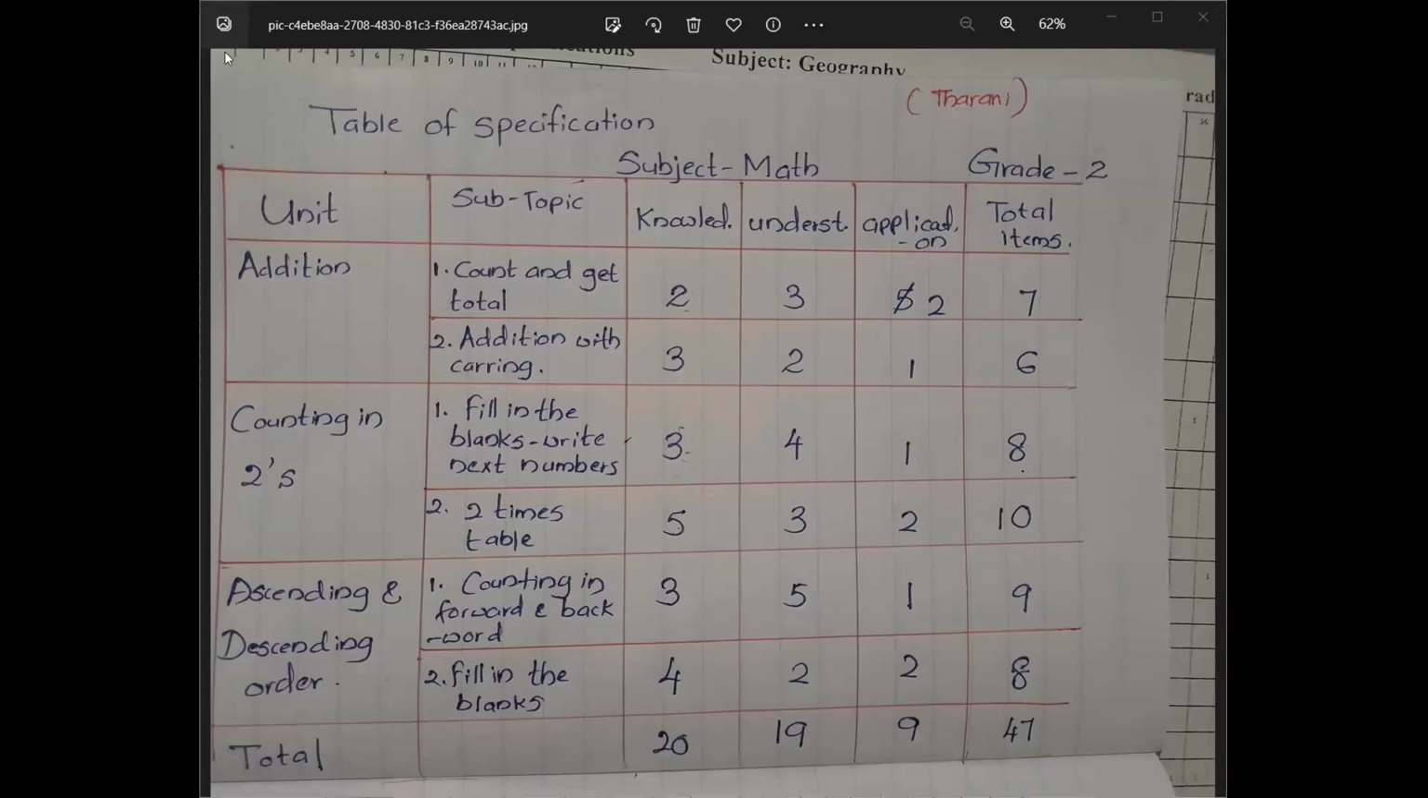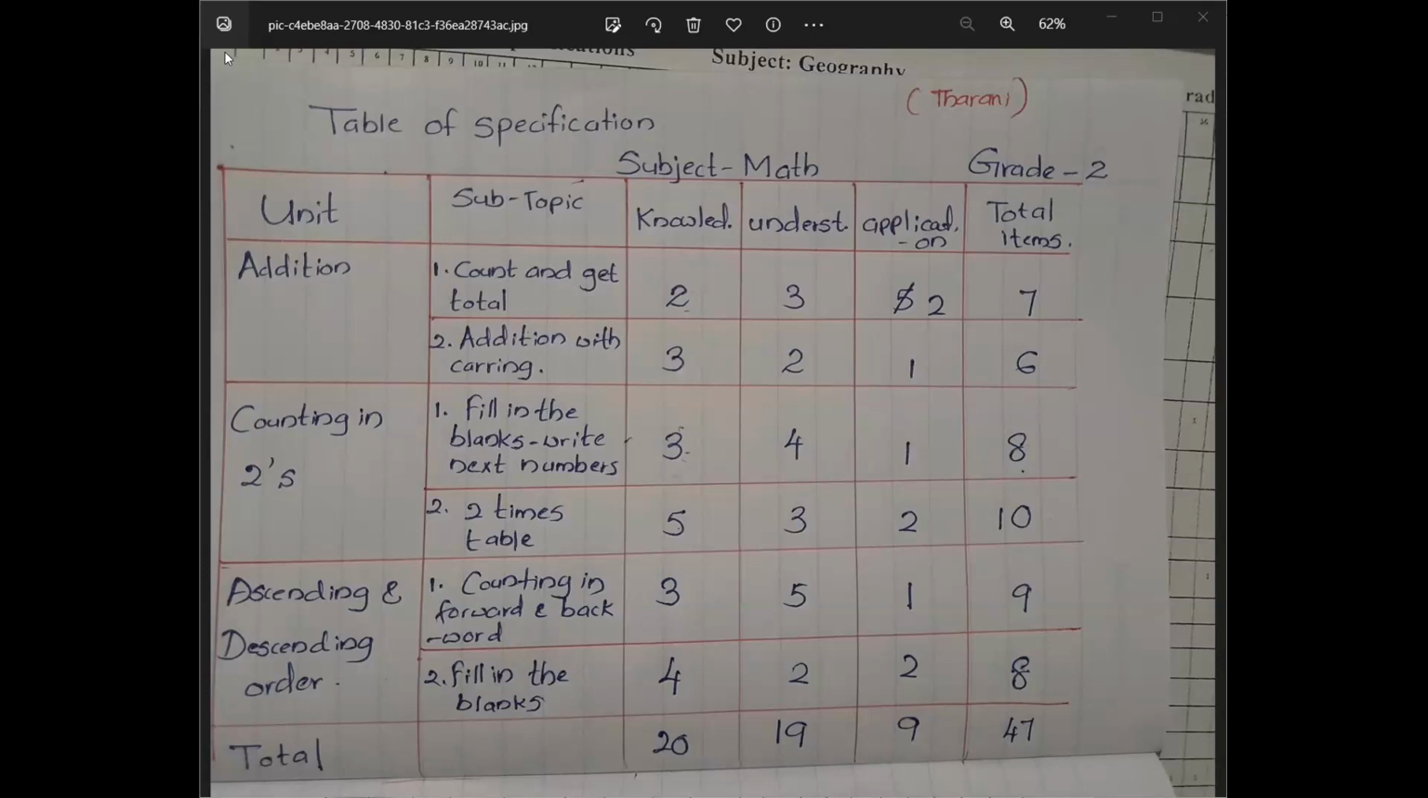Right. So hope you can see the answer I received from Tarani. It's about maths, grade 2. You can see 3 units there: addition, counting in twos, ascending and descending order. Right. So then we have two subtopics for each, and then knowledge, understanding, application. Right. So these are not the only 3 areas you can test. You can test the other 3 areas also.